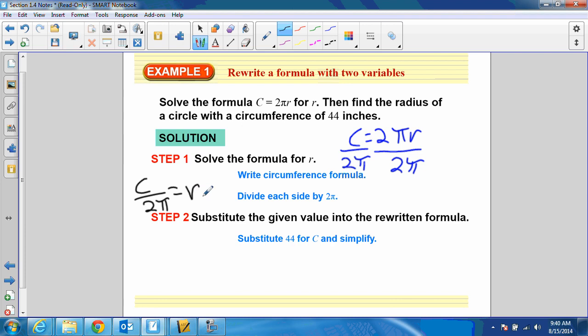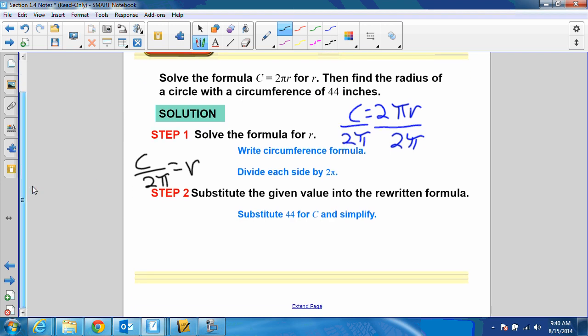You can even find a circle and test that. If you measure around a circle and divide it by 2 times pi, it should always equal halfway across the circle. Then it says substitute the given value into the rewritten formula. So they gave us a circumference of 44 inches. So we'd have 44 divided by 2 pi equals the radius.